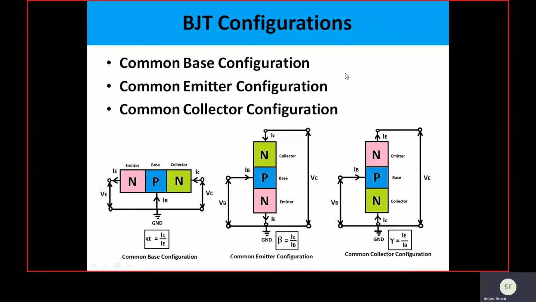BJT can be operated in three configurations, that is common base, common emitter and common collector configuration. Now the question is, why is one terminal made common? The reason is that a transistor is a three terminal device. The three terminals are emitter, base and collector.